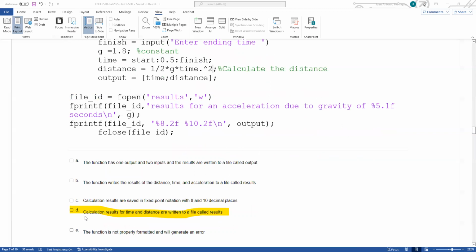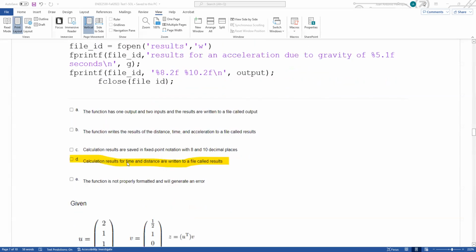So that leaves us with this choice, which says the calculation results for time and distance are written to a file called results. And that's what the function does. It calculates the distance. It puts the values of time and distance into an output variable. And it creates or opens a file called results, and it's going to put the output information from the function into this results file. So that's the correct answer.